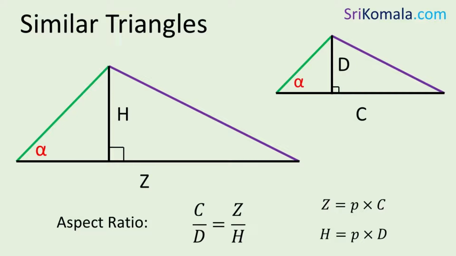Changing the size of a triangle will not change any of its angles as long as the aspect ratio is not changed. How do we know that changing the size of a triangle will not change any of its angles as long as the aspect ratio is maintained?